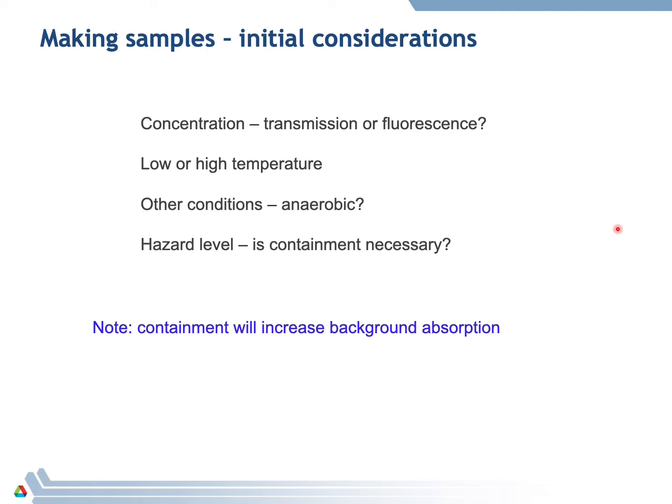For example, if the sample is air sensitive, you need to have it in some kind of containment. The same thing if it's a hazardous sample, either chemical hazard or maybe a radioactive sample. And so remember that the containment, you'll have some windows or covering films. That's going to increase the background absorption. So that could be an issue, especially at lower energies where the containment might be a big contribution to the absorption.